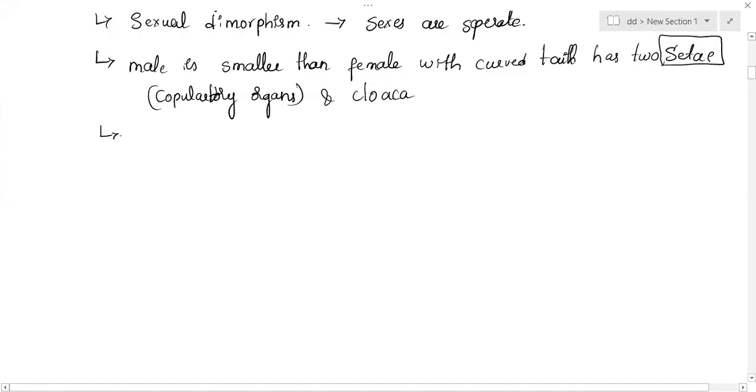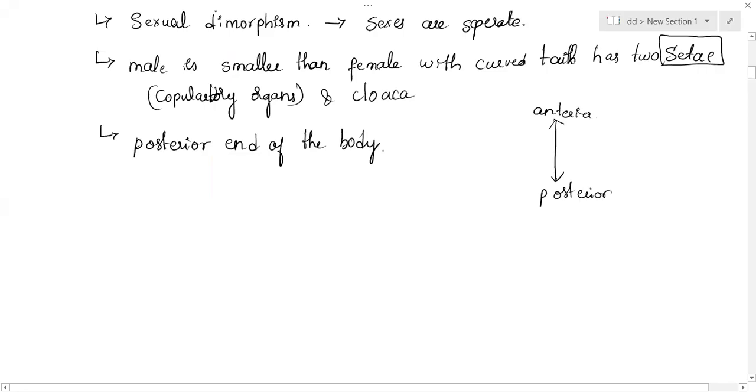The posterior end of the body in the female is straight. Posterior means what? The upper one is the anterior, and the one below we call the posterior. So the posterior end of the body in the female is straight, whereas in the male it is quite curved.